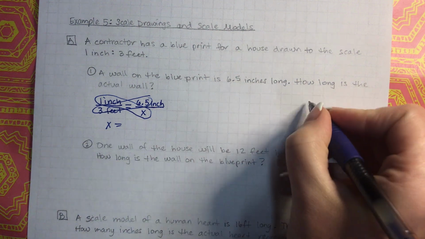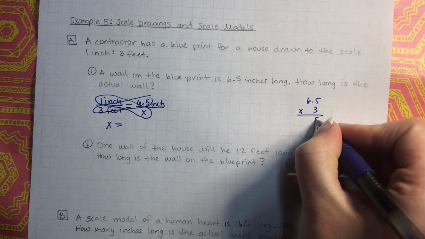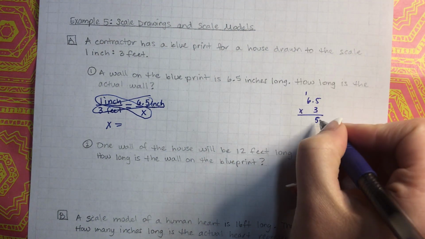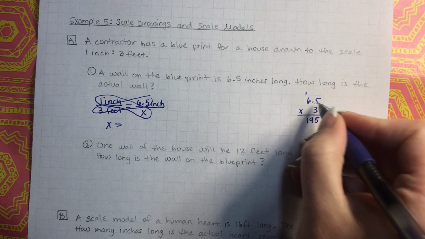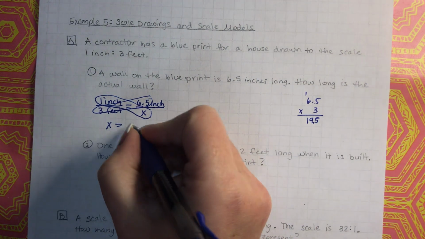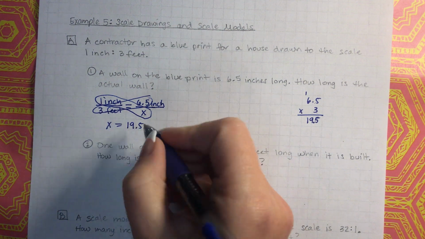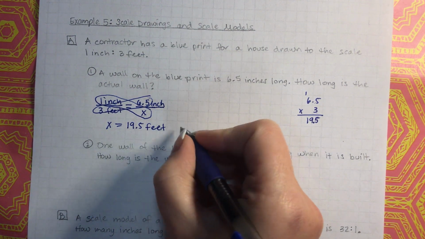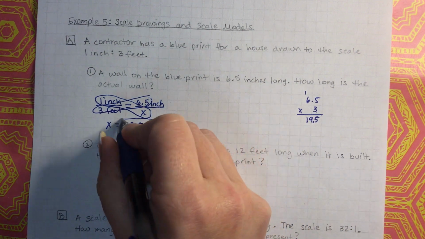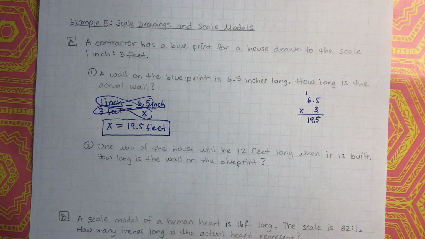I'm not sure what that is right off the bat, so I'm going to do it over here. 3 times 5 is 15, write the 5, carry the 1. 3 times 6 is 18, plus 1 is 19. And there's 1 decimal spot, so we put 1 decimal right there. So 19.5, and it's talking about feet. So that's how long the wall is, 19.5 feet. All right. Nice. Okay, let's look at the next one.